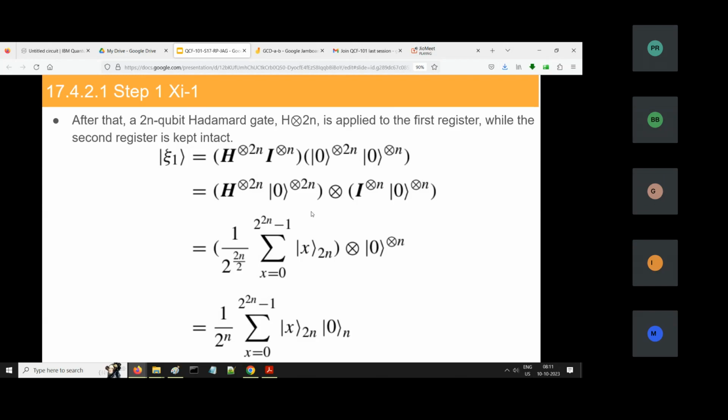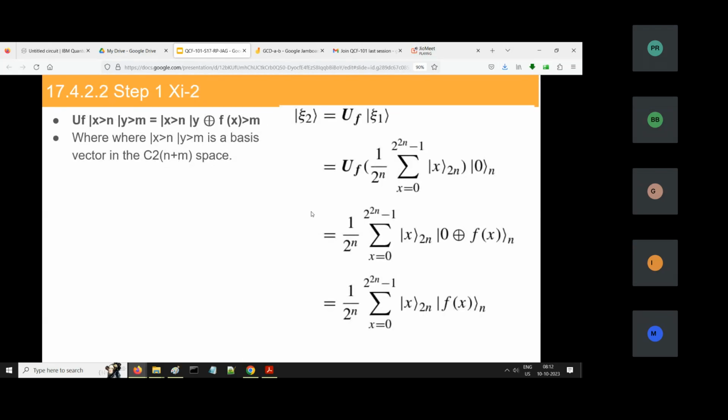So you are getting x query input 2n and zeros, and this is nothing but normalization. So Z1 just gets a normalized linear combination. Let's go to the next step.